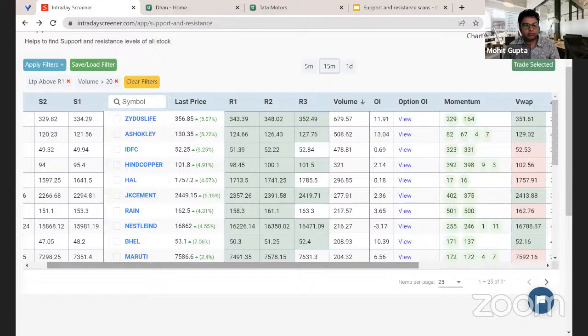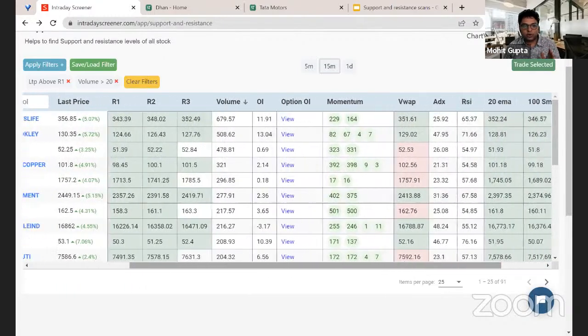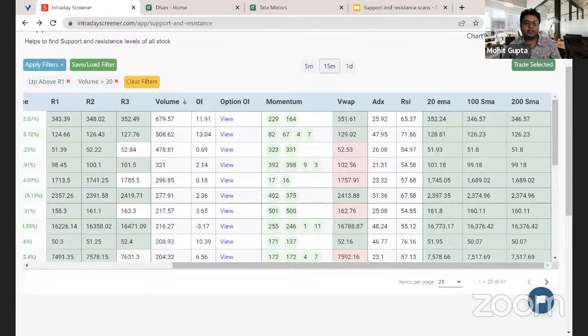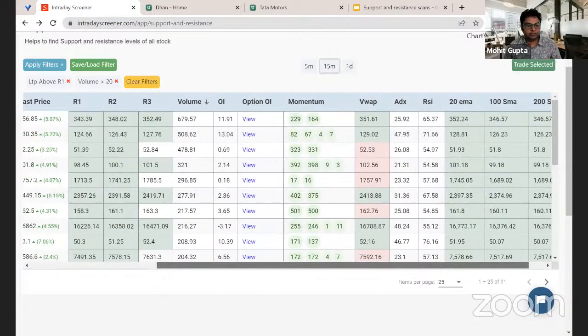So you have to filter stocks above R1, then see the volume, see the OI, see the different support and resistance levels that I have explained to you. Pivots you have obviously seen. You can also confirm the strength using RSI and see that it is not overbought while you are buying, not above 75 or so, and if you're shorting, it is not below 25 or so, because again the risk reward is not favorable there.